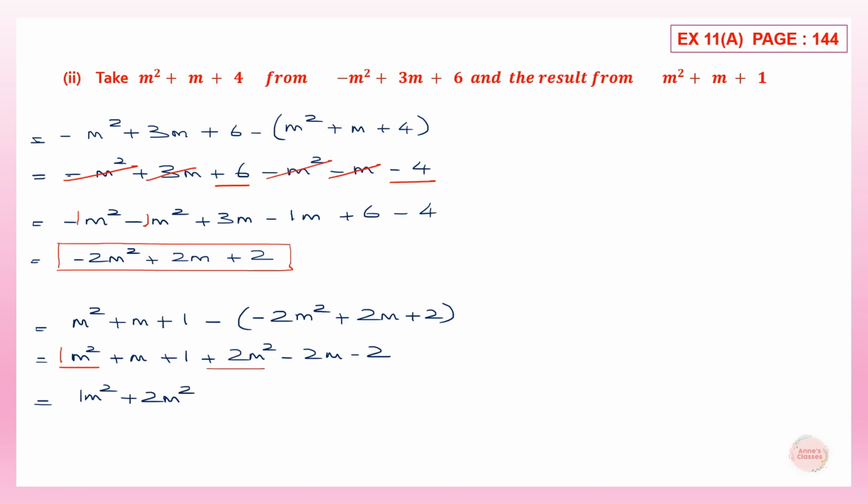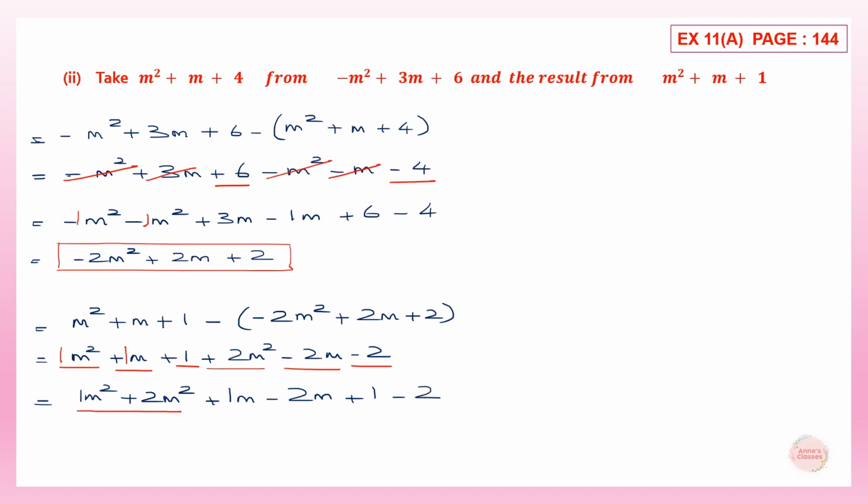Now let's take the m. So here we have plus m again, that's 1 minus 2m. So let's write that plus 1m minus 2m. Now let's take the numbers. The numbers are plus 1 and minus 2. Plus 1 minus 2. So let's start working on this.